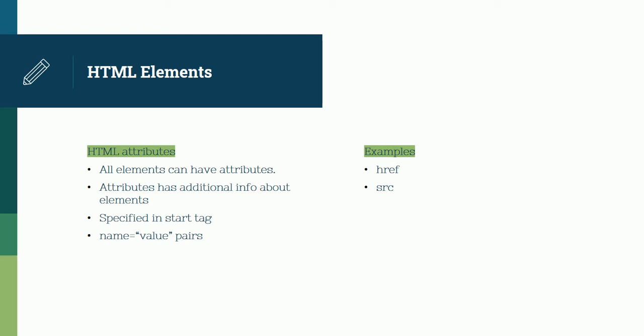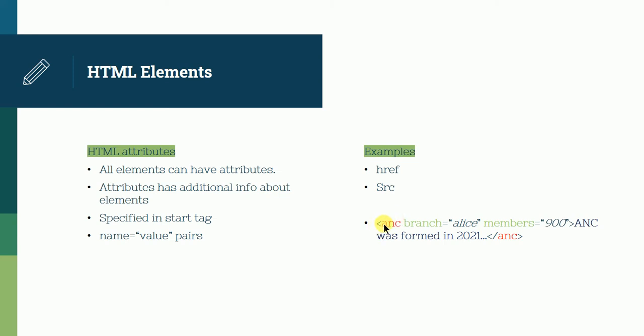Secondly, as I have mentioned in my example, attributes have additional information about the elements. They are always specified in the start tag. They always go in pairs, like the name, which means the attribute name, and the value of that attribute. Let me make another example. Okay, let us use this example.